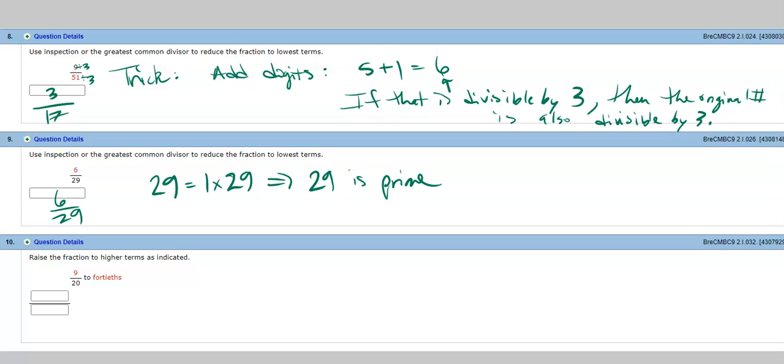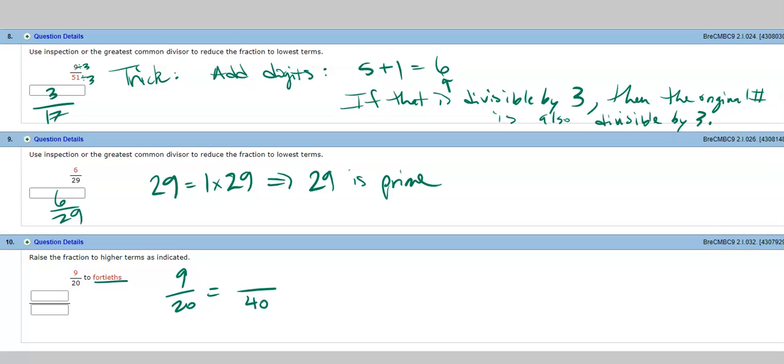And then we are going to do something which is kind of the opposite of this reducing. Here we're reducing the fraction to lowest terms. We can actually raise a fraction to higher terms by, instead of dividing top and bottom times the same thing, we will multiply the top and bottom times the same thing. And so here we're wanting to turn this into 40ths. So 9 over 20, we're trying to turn it into some number of 40ths.